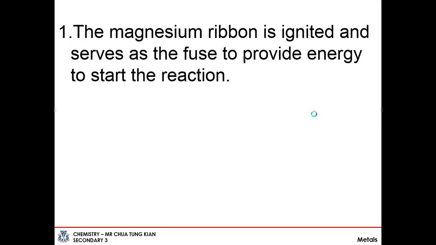Right? So the magnesium ribbon is ignited. When it is ignited, it produces a lot of energy. If you recall earlier, magnesium burns in oxygen with a bright white flame, very hot. It gives you white magnesium oxide. So this heat is used to start the reaction.